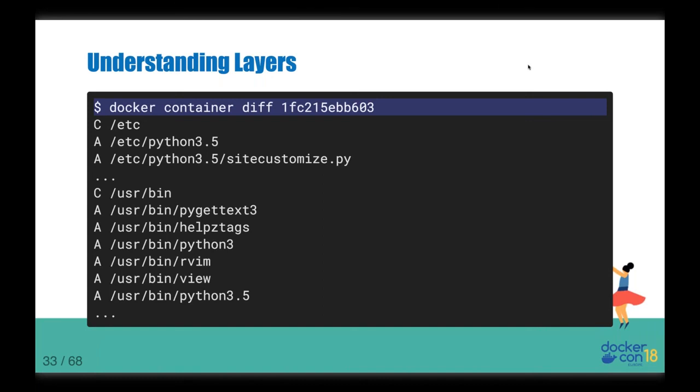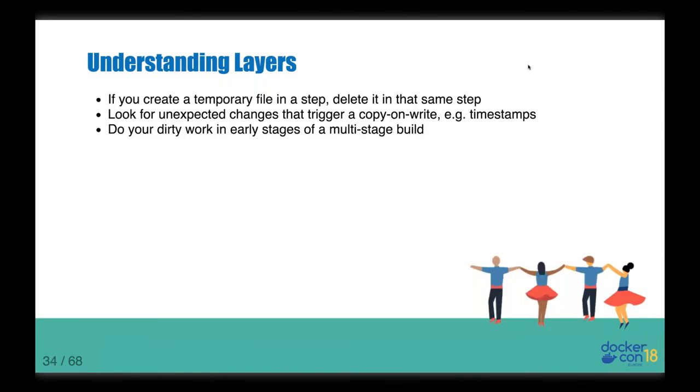They tend to mean that you had a temporary file in the file system at one point and you tried to clean it up, but you cleaned it up after it had already been written out to a layer. So I try to avoid those as best I can. Some tips that I take away from this: if I'm creating a temporary file in one build step, I need to delete that file in the very same build step. I'll show you how to do that in a second here. But before I jump into that, any unexpected changes.